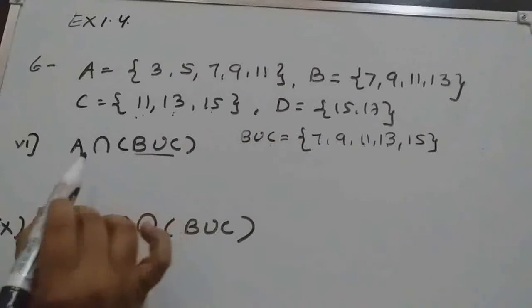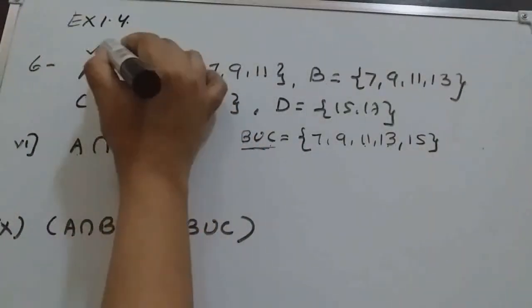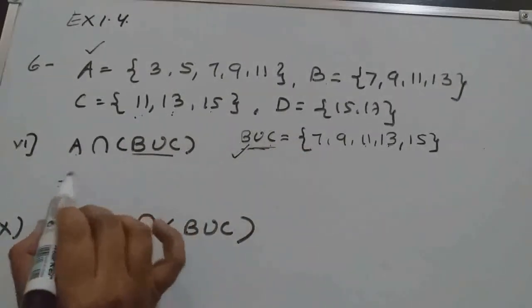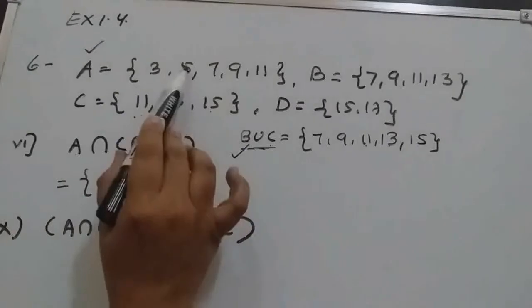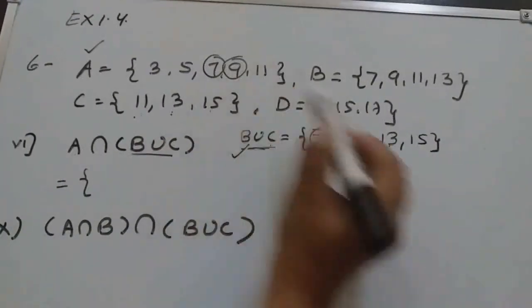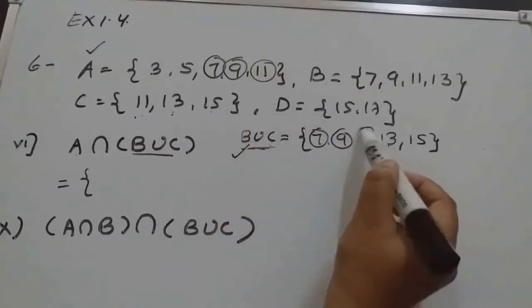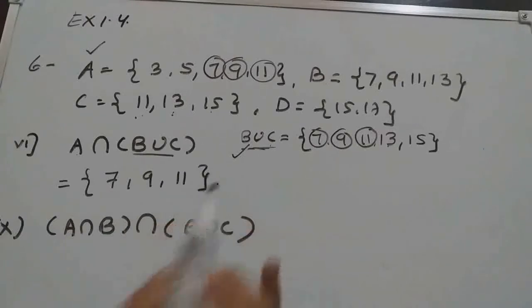Okay. Now to find the intersection between A and this set, you have to consider these 2 sets. So what will be the answer? Write the common elements. So see, 7 is common in both the sets. Yes, 9 is also common and 11 is also common. So this gives 7, 9 and 11 as the answer.